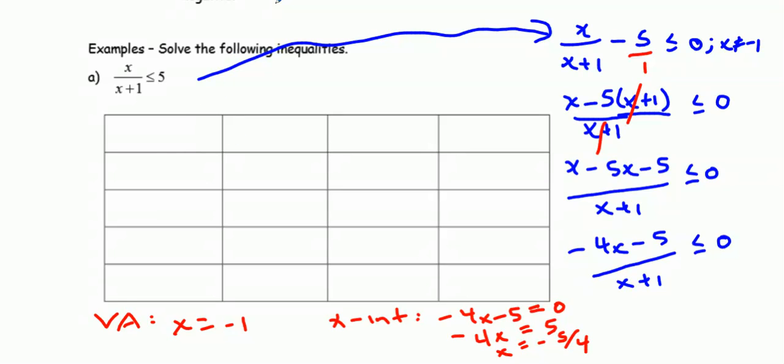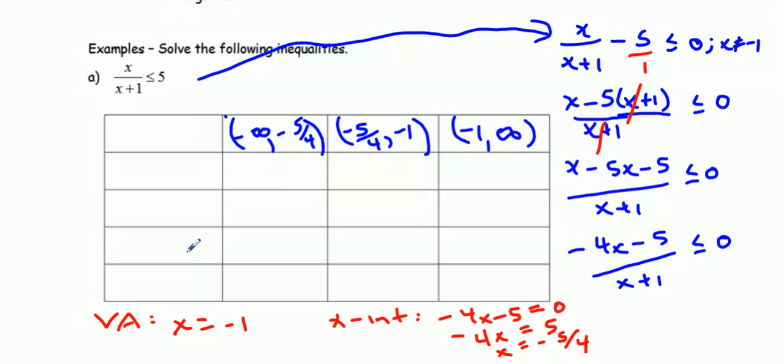So let's go back to my blue. My interval is going to be from negative infinity. Which number is smaller, negative 5 over 4 or negative 1? We're going negative 5 over 4. Then we're going to go from negative 5 over 4 to negative 1, and then from negative 1 to infinity. I'm using round brackets for everything right now, but we're going to go back to that, and you'll see what I mean in a second.